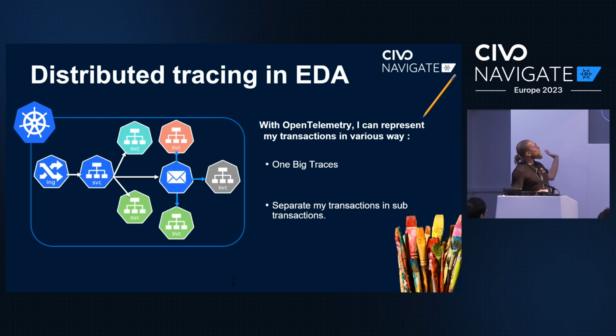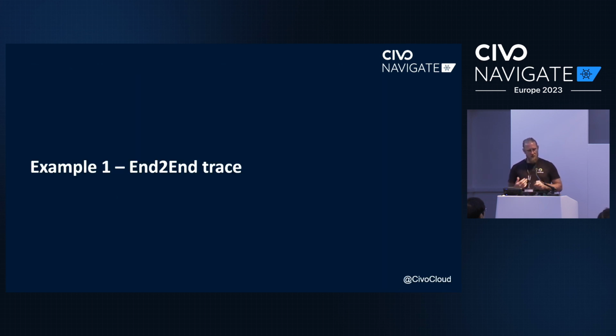Either I can do a full end-to-end trace. That's one option. Or the other way is let's separate the traces. Again, there are no answers on what you should do. You have to implement it. So let's cover 2 examples. The first example we're going to do is the end-to-end trace.